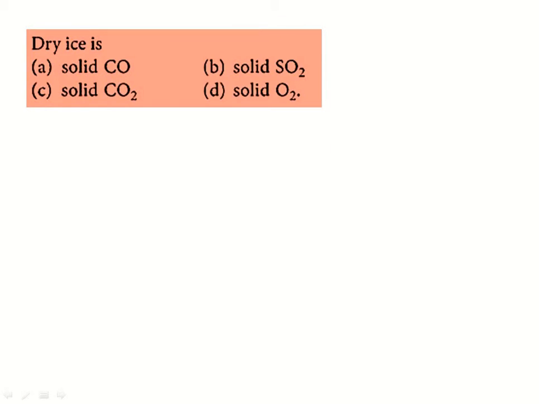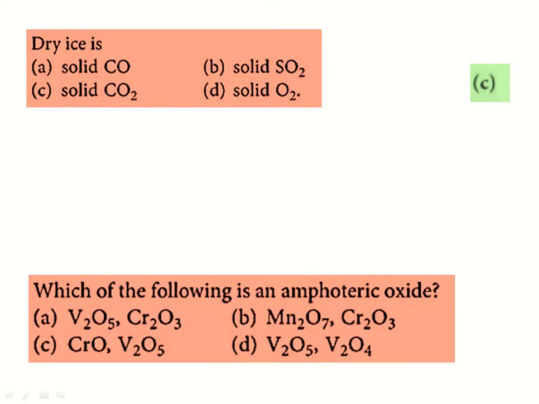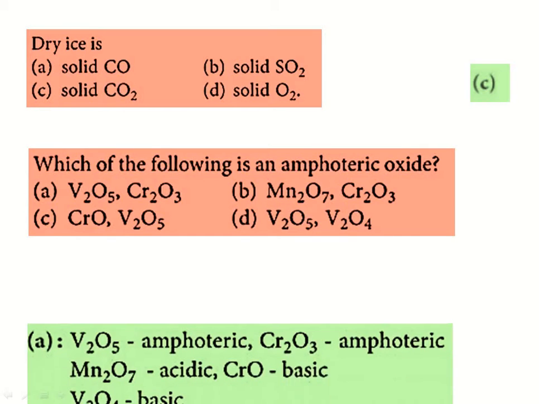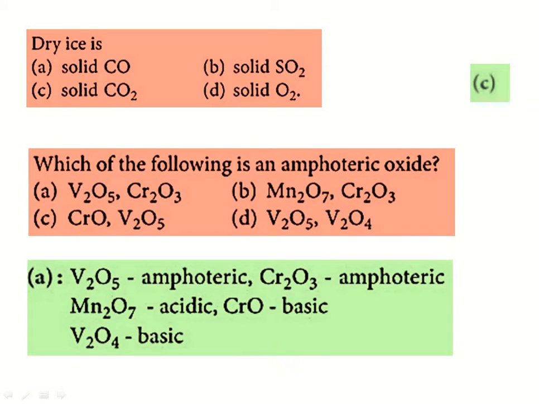Next question. Dry ice is nothing but solid carbon dioxide. Which of the following is an amphoteric oxide? Usually we have vanadium pentoxide, chromium oxides, and manganese compounds. V2O5 is amphoteric, Cr2O3 is amphoteric, manganese oxides are acidic, chromium oxide is basic, and vanadium tetroxide is basic. So in this list, A is the right answer.